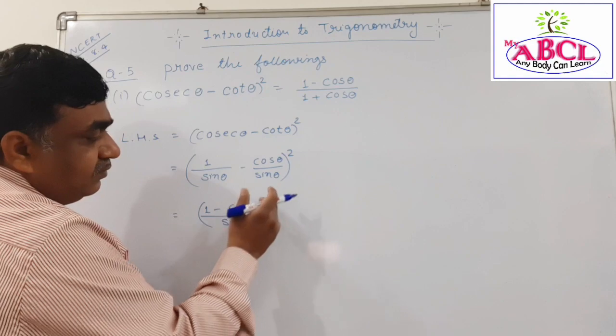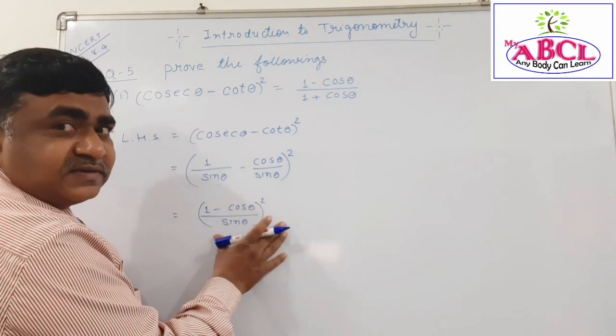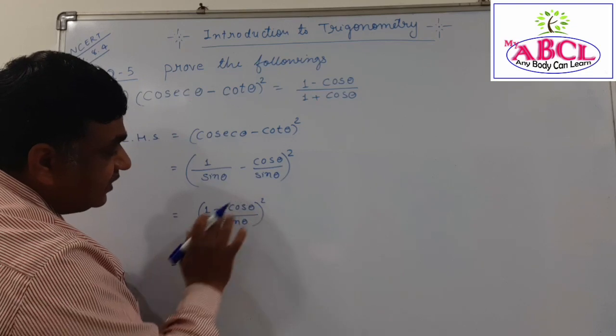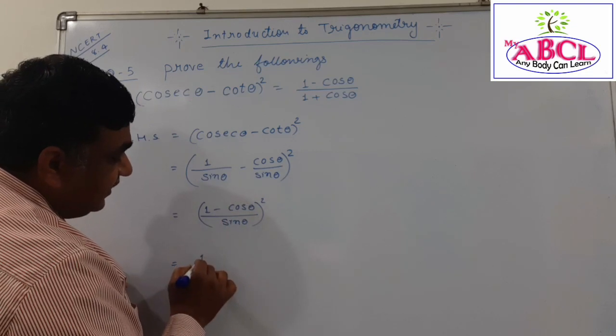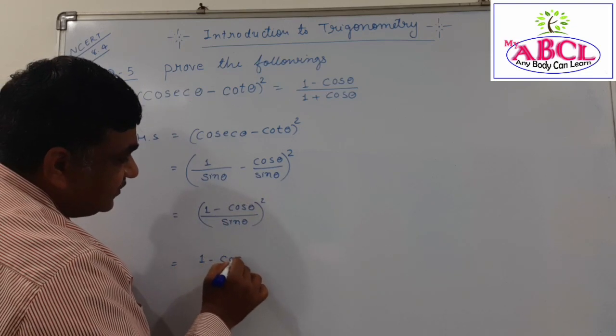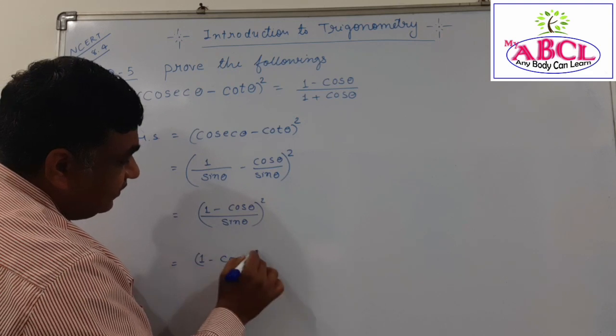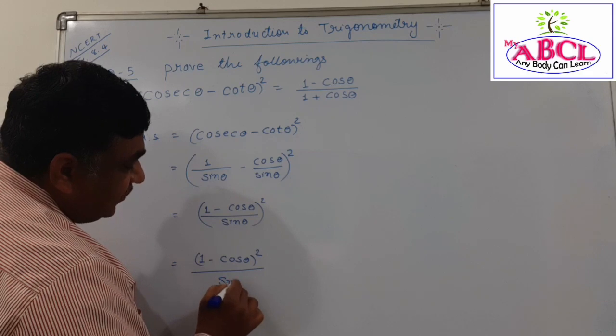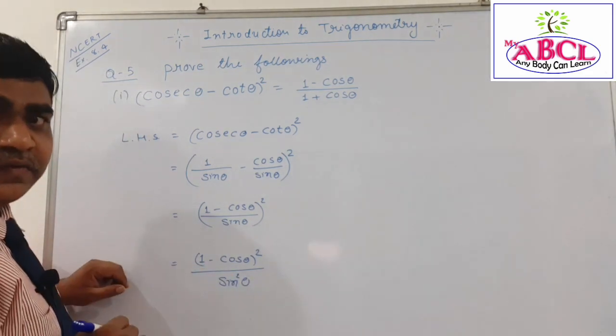Now I am rewriting the step like this. I am taking this square to the numerator and to the denominator. So (1 minus cos theta) whole square and sin square theta. Okay.